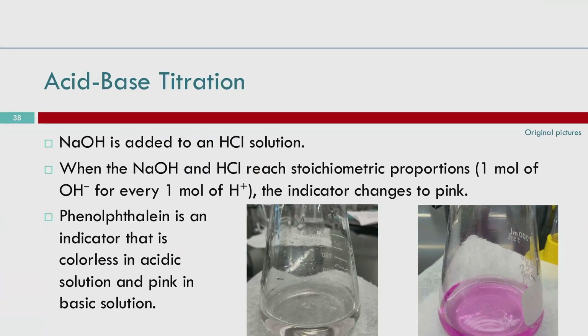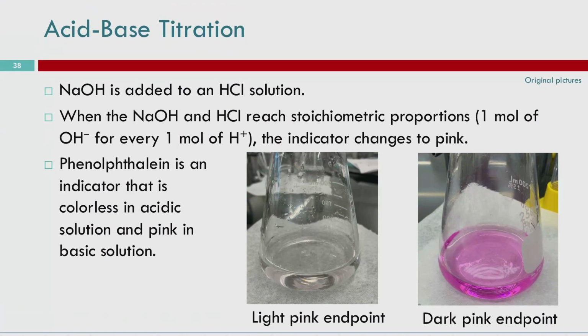And we have to carefully measure things. So let's take a look-see. Sodium hydroxide is added to an HCl solution. So we would have some acid in here. It's probably going to actually be a weak acid instead of a strong acid. We'll learn about this next chapter. When our sodium hydroxide and HCl reach stoichiometric proportions, when they are 1 mole of sodium hydroxide for every 1 mole of HCl, they are both completely used up. Everything's just water. Our indicator will turn pink.